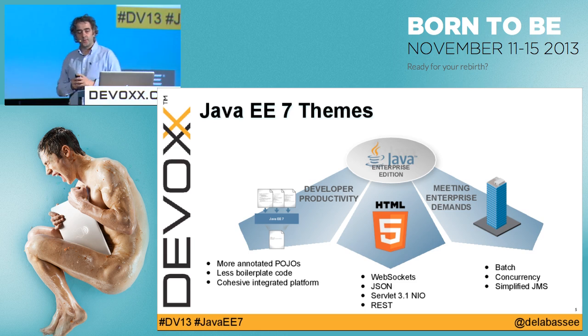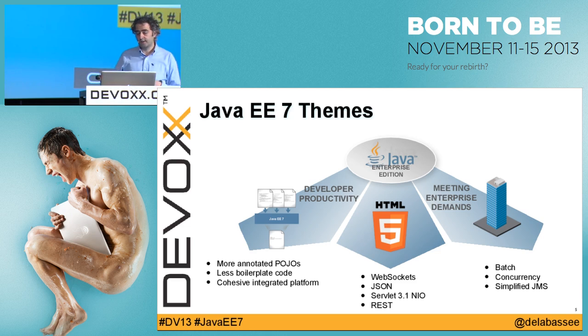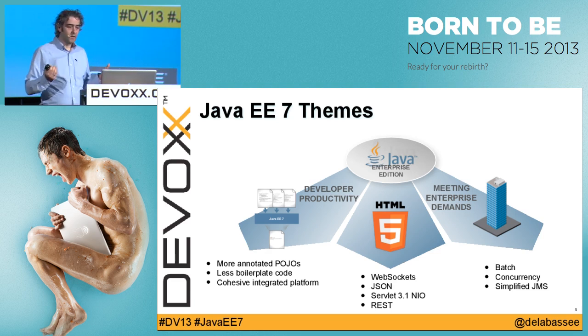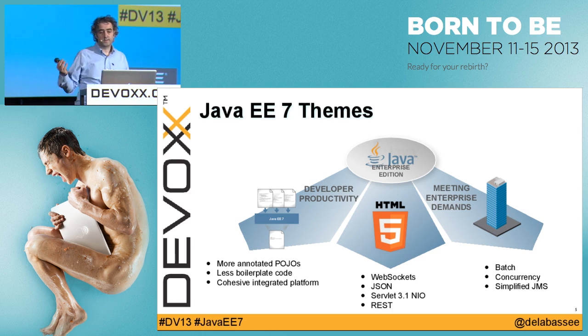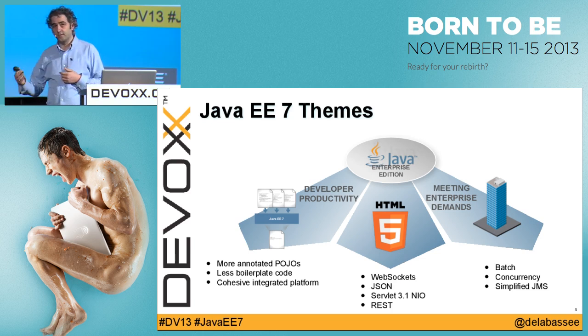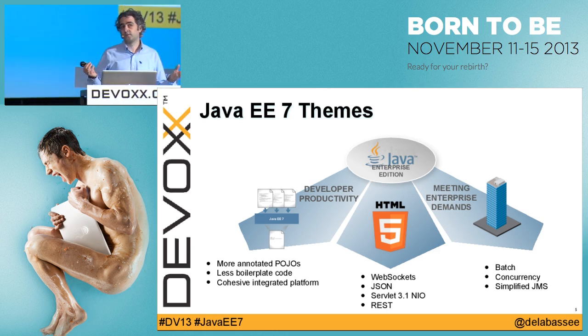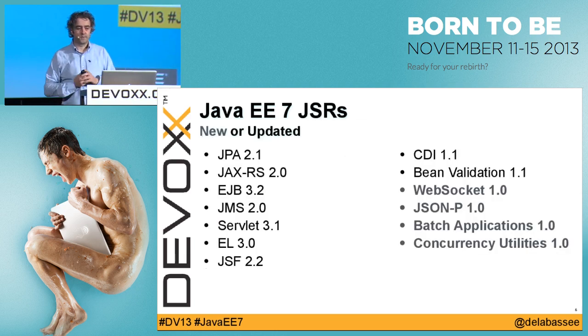And finally, meeting enterprise demand. In Java 7, we have added on that front two new APIs: the batch API, which allows you to write and run OLTP batch jobs on top of Java EE, and the concurrency utilities for Java EE, to easily write concurrent code within Java EE components. On that front, we have also worked to simplify existing APIs. Two good examples are JMS, widely used in the enterprise, which you will see has been greatly simplified, and the REST API, where we have also simplified part of that API.